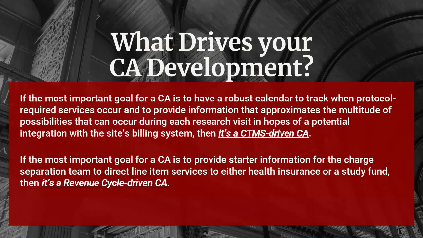Now, on the second point on this slide, if the most important goal for a CA is to provide starter information for the charge separation team to direct line item services to either health insurance or a study fund, then that's what we call the revenue cycle driven CA. A key point here is that it's not an all-possibilities coverage analysis. It's a starter. And this goes to what Chris was talking about, some basics of health insurance and the charge capture system. There's a very, very big difference between professional billing and hospital billing.